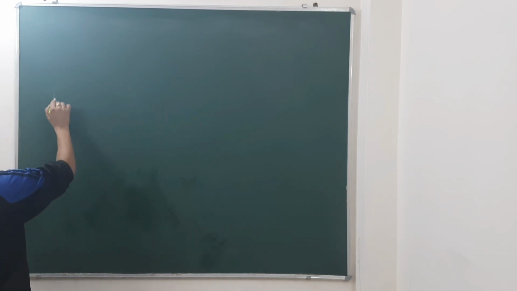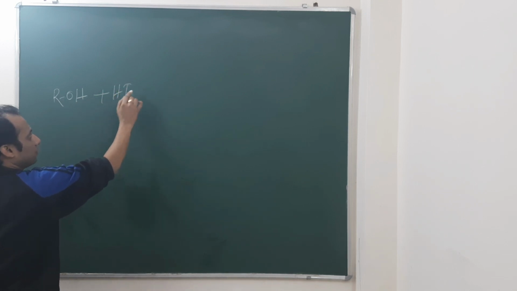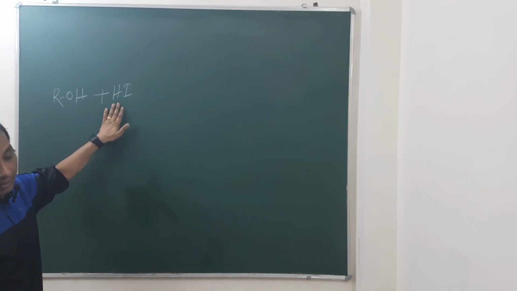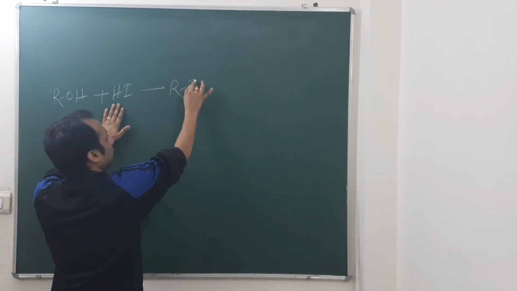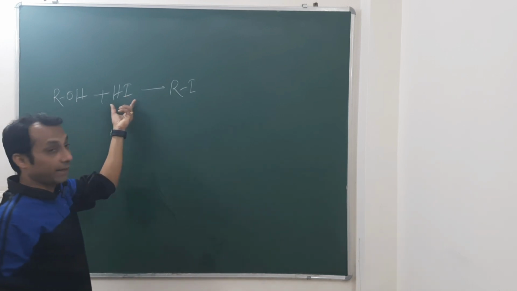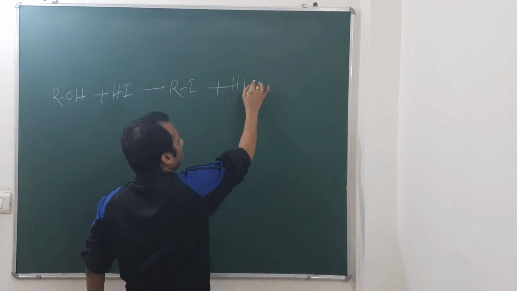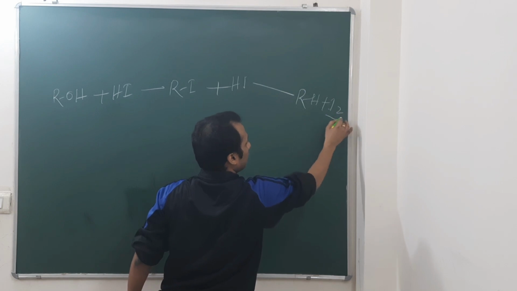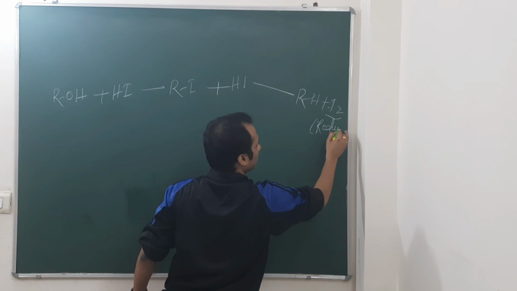See here, ROH. If I take HI, and if I take HI in excess, you know what happens? It will form the alkyl iodide, but since we have taken HI in excess, again the HI will react and form the alkane plus I2. This I2 is the reduced form.